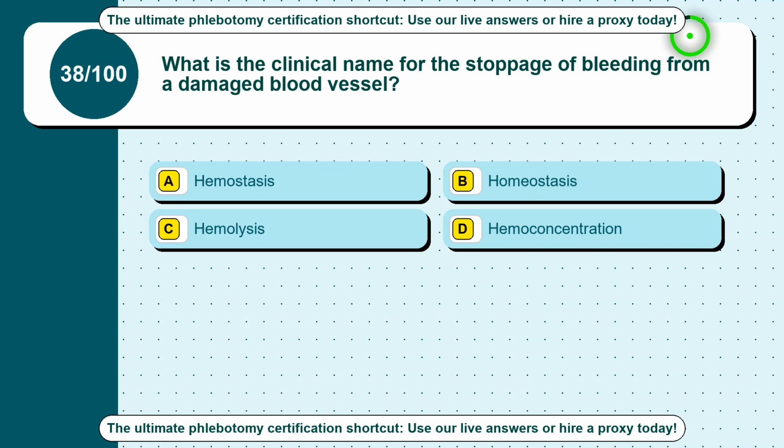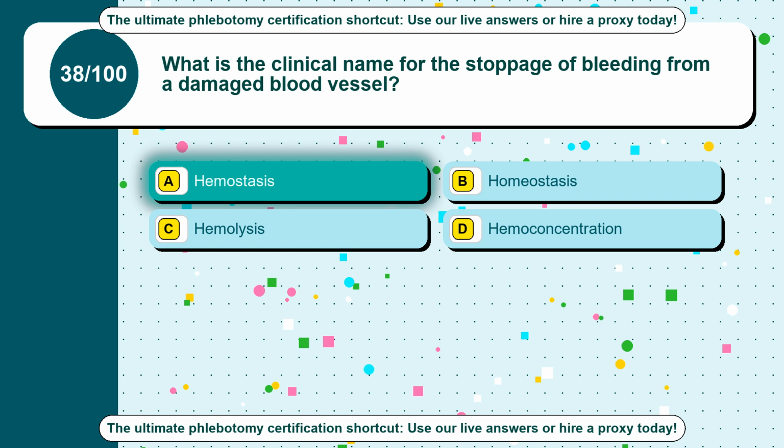Question 38. What is the clinical name for the stoppage of bleeding from a damaged blood vessel? Option A, hemostasis. Option B, homeostasis. Option C, hemolysis. Option D, hemoconcentration. The correct answer is option A, hemostasis.